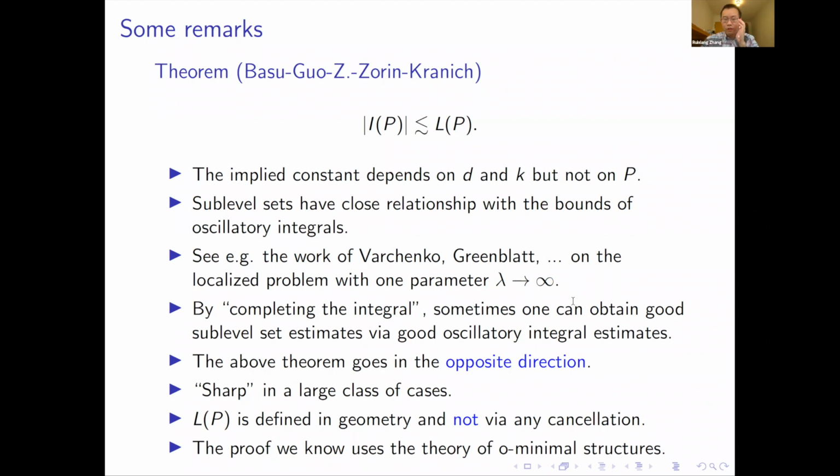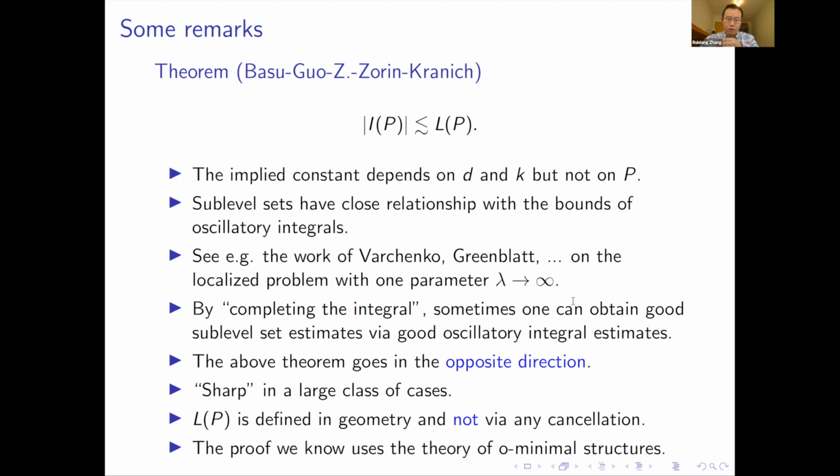For example, in the context where you have one parameter lambda, Varchenko and Greenblatt, as I mentioned, also studied the sublevel sets problem, which is a known problem that's well studied. And the relationship that's known to me is that, see the fourth item here, if you look at sublevel sets, then that's a sharp cutoff on the function value.